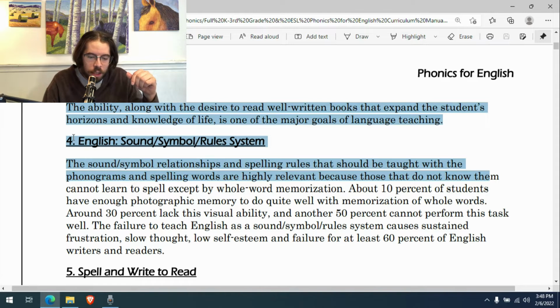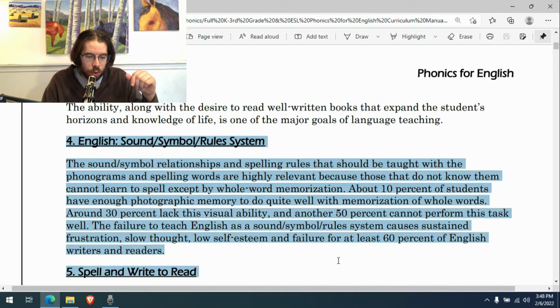As you guys know, kids have a rage for learning, and so they're just kind of soaking up information and knowledge like sponges. Number 4, English sound symbols / rule system. Sound symbol relationships and spelling rules that should be taught with the phonograms and spelling words are highly relevant because those that do not know them cannot learn to spell except by whole word memorization.